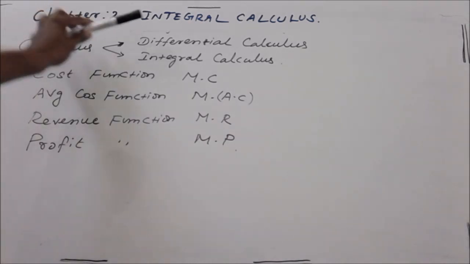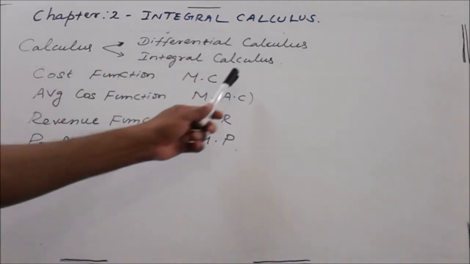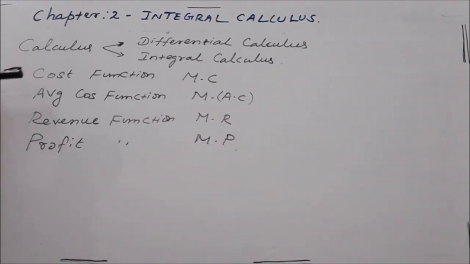Actually, calculus contains two parts. One is differential calculus, another one is integral calculus. In differential calculus, we have learned many things, but some of the things will be listed here. The first one is cost function. A cost of a function is given by an equation. Then average cost function, that is revenue function and profit function. There are four functions I mentioned here: cost function, average cost function, revenue function and profit function.